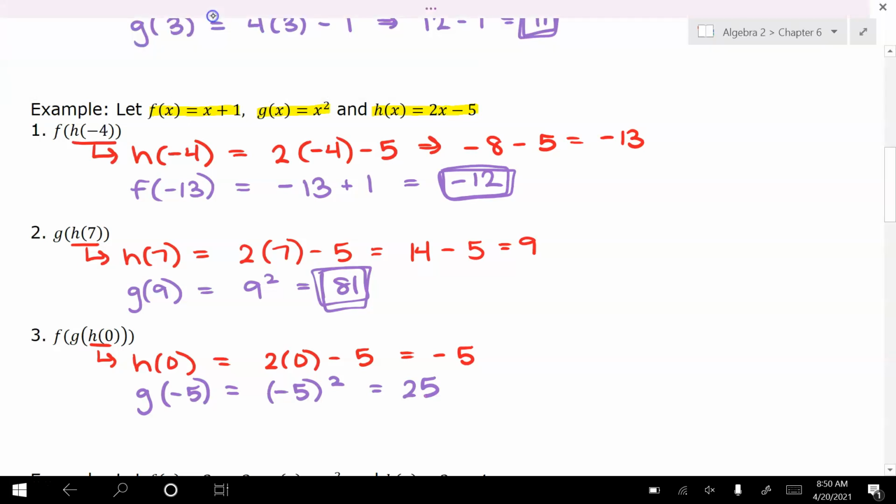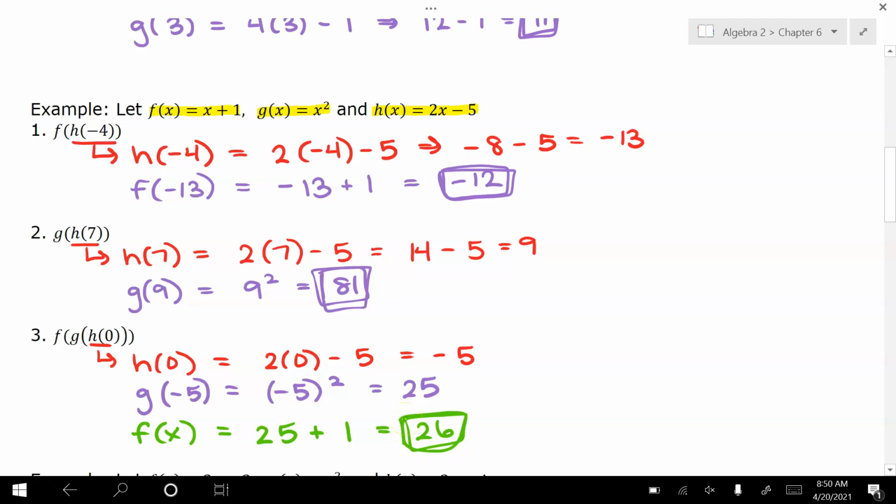And then last step is to go all the way back to f. So you take that 25 and you put it into f's function. So f's function is x plus 1. So we're going to do 25 plus 1, which is 26. And that's our final answer there.